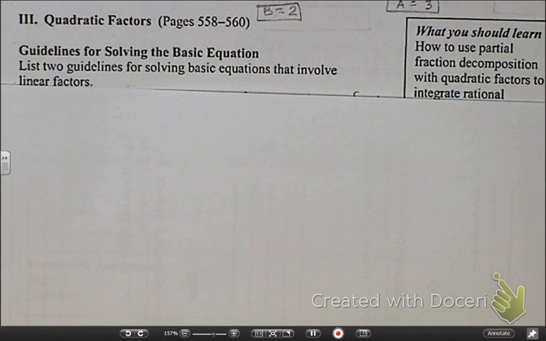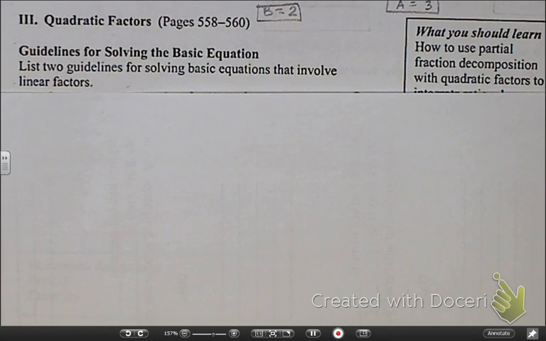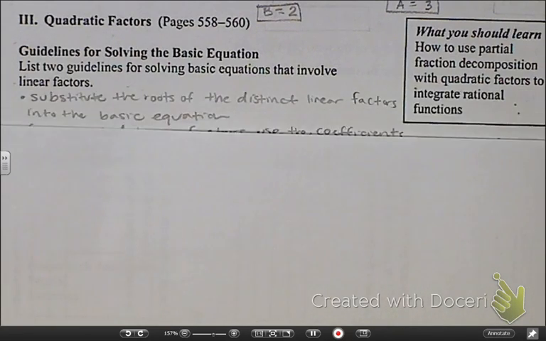We're going to finish up the second half of 7.5, which is the quadratic factors. Yesterday we looked at linear factors. So here's a summary of the guidelines for solving the basic equation. The first one's for linear factors.